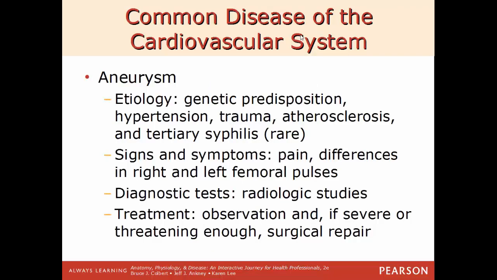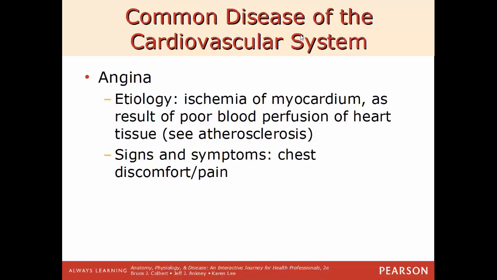Aneurysm, etiology here: some people have a genetic predisposition to aneurysms, trauma, hypertension, atherosclerosis, tertiary syphilis, which is not terribly common. Signs and symptoms: pain, differences in the right and left femoral pulses. The differences will indicate that there's either a blockage or a weak point somewhere. Diagnostic test, radiologic studies, and treatments: observation, and if this is a severe or very threatening condition, you'll need surgical repair.